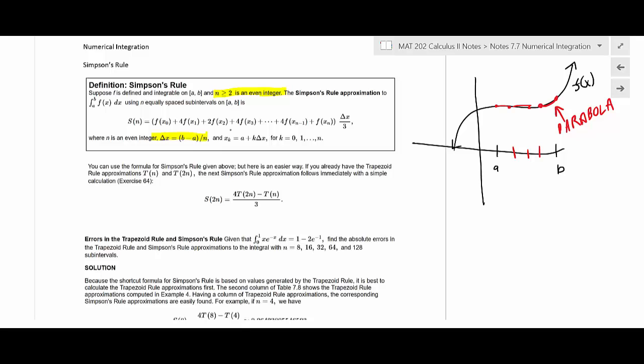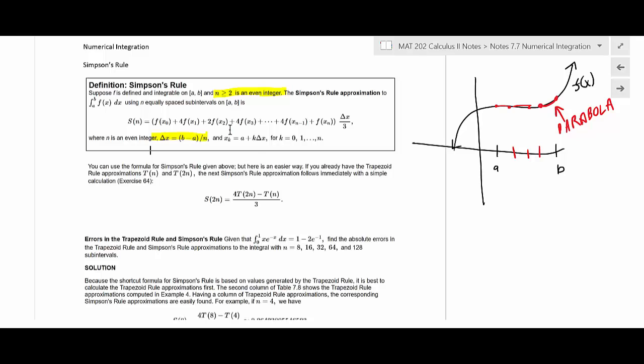You take the first function value, then 4 times the second, 2 times the next, and then it alternates forever. It goes 4, 2, 4, 2, 4, 2, 4, 2, then you get to the end and you just have the last one. So it's kind of like the trapezoid rule, where you have half of the first and half of the last. Well, in Simpson's Rule, it's kind of weird. It goes 4, 2, 4, 2, and alternates like that until you get up to the end.